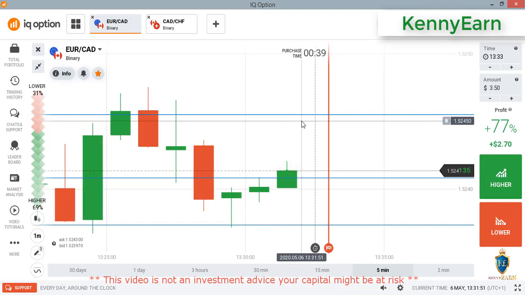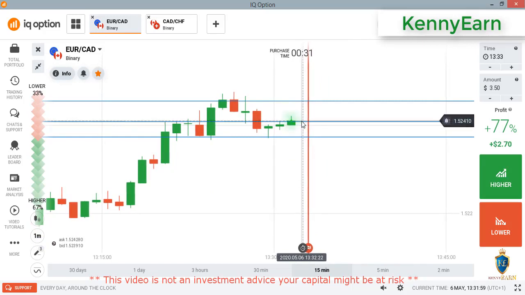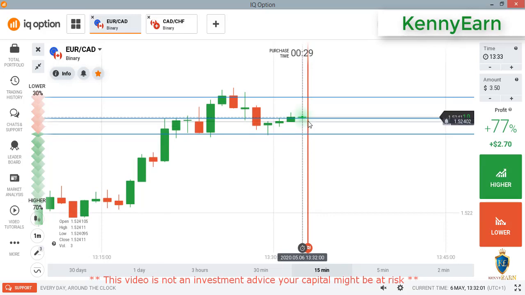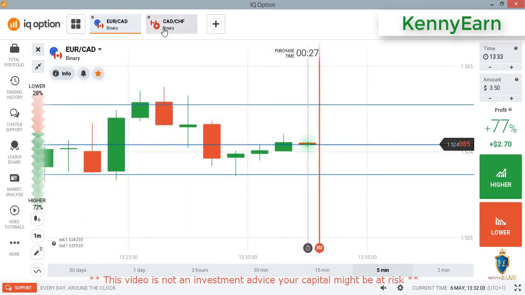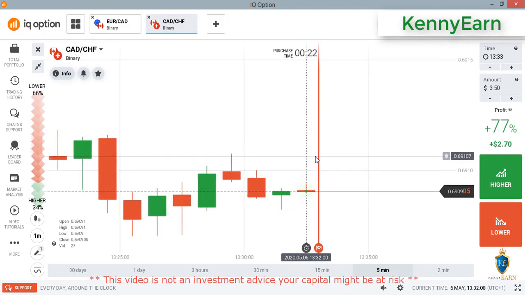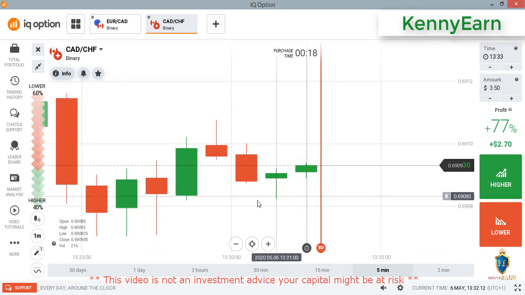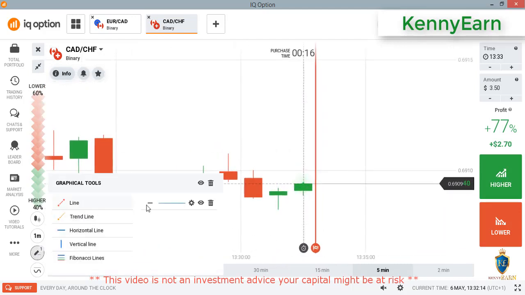I don't have any clear signal here. That's why I have not placed any trade. You can see weak candles in the market. I don't have any good signal to place a trade here. But I think this market wants to go higher. Buyers want to take the market higher. You can see another weak candle, a weak buyers' entry. We'll just stay on the sideline.